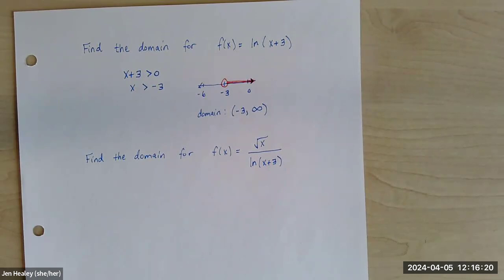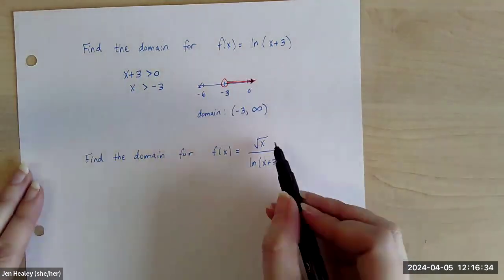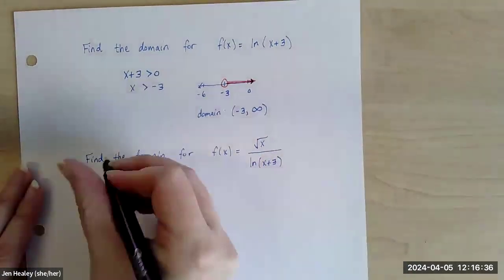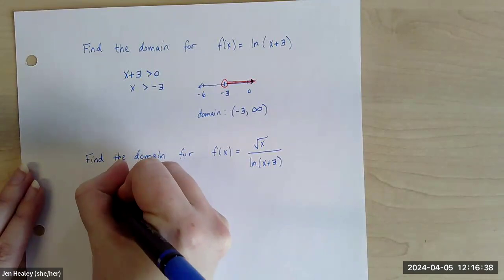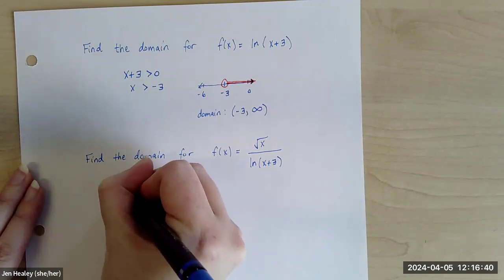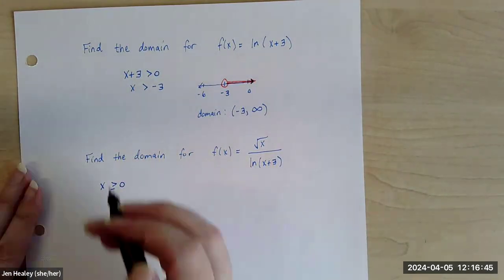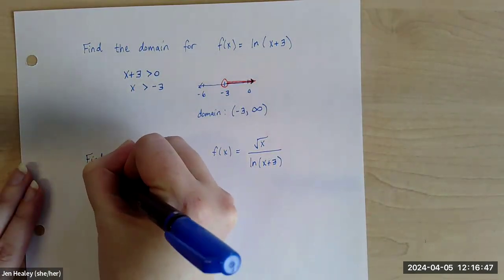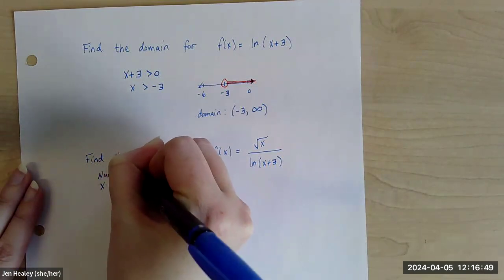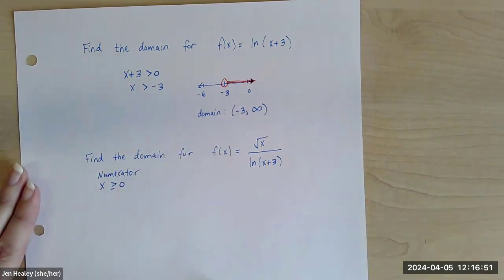What's my rule for the square roots? Am I allowed to have x equal 0? Can you take the square root of 0? Square root of 0 is just 0, so square root of 0 is okay. So for this first part, the square root of x, I just need x to be greater than or equal to 0. That's the numerator part. So the numerator says x has to be greater than or equal to 0.